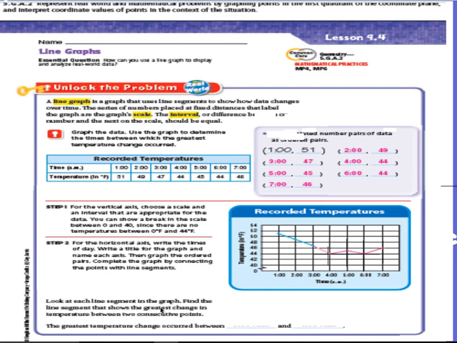Look at each line segment in the graph. Find the line segment that shows the greatest change in temperature between two points. So if we look, where did we drop the most? From 52 down to 49, which would probably be from 3 o'clock. We went from 3 to 4, we went 3 minutes. So from 3 to 4, we dropped 3 degrees, in Fahrenheit.